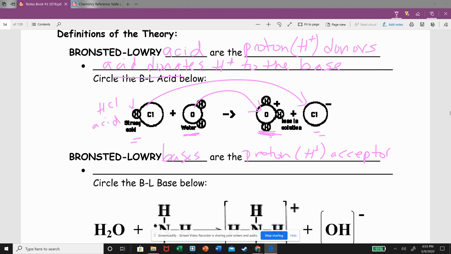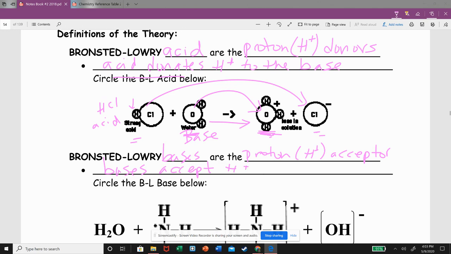So if I accept something from you, you give it to me and I take it. So then you do not have it anymore. And now I have that piece. I have the proton if I am the base. I have gained a proton if I am the base. I have gained a hydrogen. So water here acts as a base because it went from 2 hydrogens to 3 hydrogens. So we say that bases accept the H plus, which is, again, the proton.